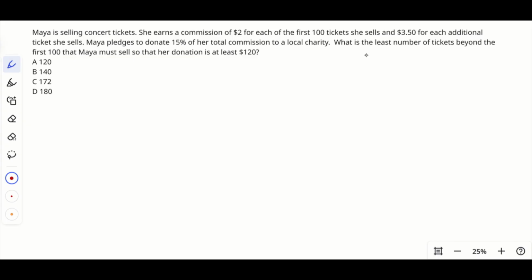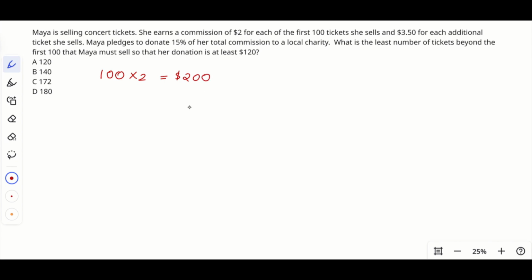So we have to find what is the least number of tickets beyond the first 100 that Maya must sell so that her donation is at least $120. Okay. So let's solve it step by step. It is given that Maya earns $2 for each of the first 100 tickets she sells. So her commission from the first 100 tickets we can calculate as 100 into 2. That will be $200. Right.